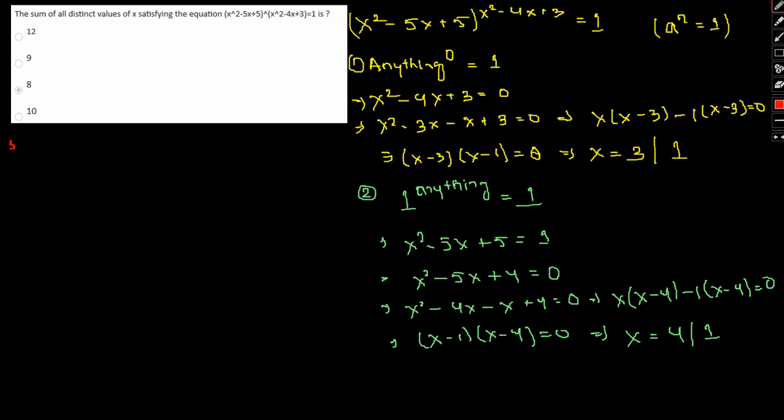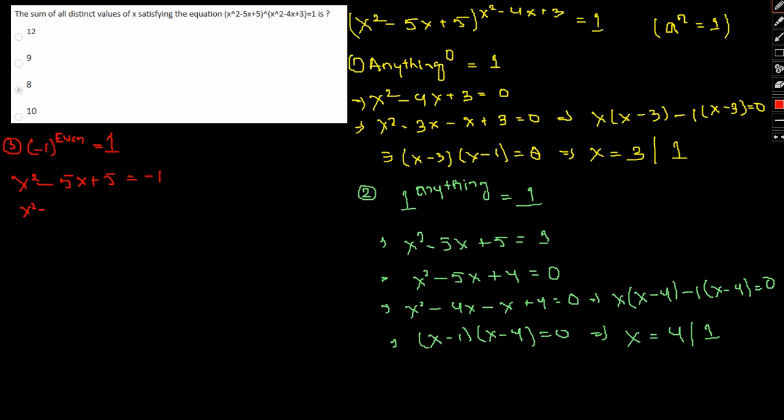The third condition being minus 1 to the power even would give us 1. Okay, so this is a very special case. Here I have considered a to be minus 1 and n to be an even entity. So a is minus 1, that is x square minus 5x plus 5 equal to minus 1.